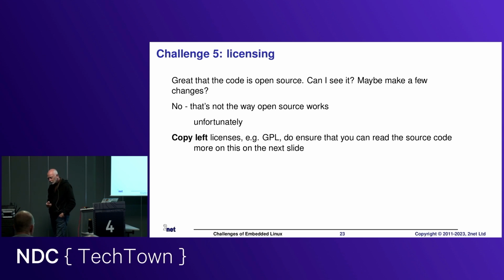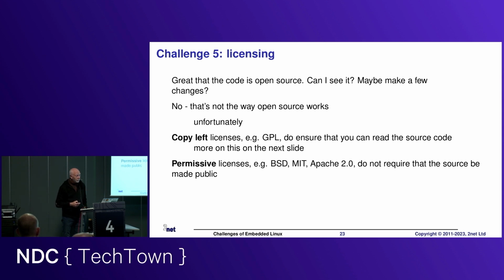So simplifying dramatically here, there are basically two classes of licenses that apply to open source. There are the copyleft licenses, for example, the GPL. Now, the GPL license does ensure that you, as an end user, have access to the GPL components of the software running on your device. So that's nice.